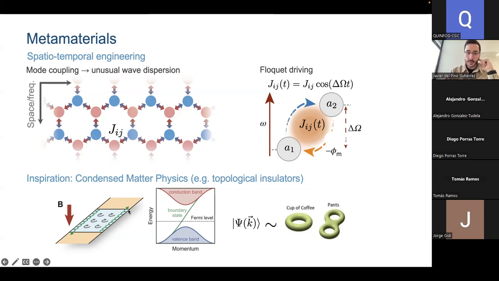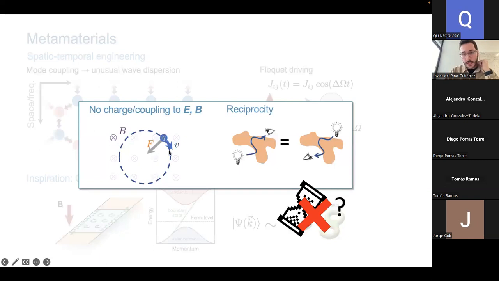invariant in the bulk. So if we now try to mimic this in our photonic or phononic systems, well, we simply can't because they don't react to electric or magnetic fields. And so this way of creating a one-way state or a non-reciprocal state is forbidden. In fact, the missing ingredient is that we don't know how to break time reversal symmetry, the same way as magnetic fields do in condensed matter systems. So how do we do that?